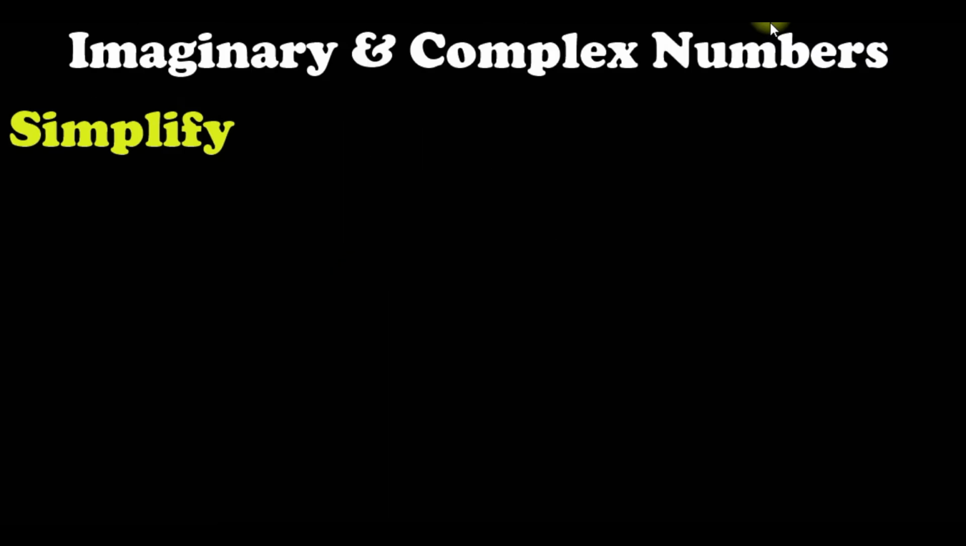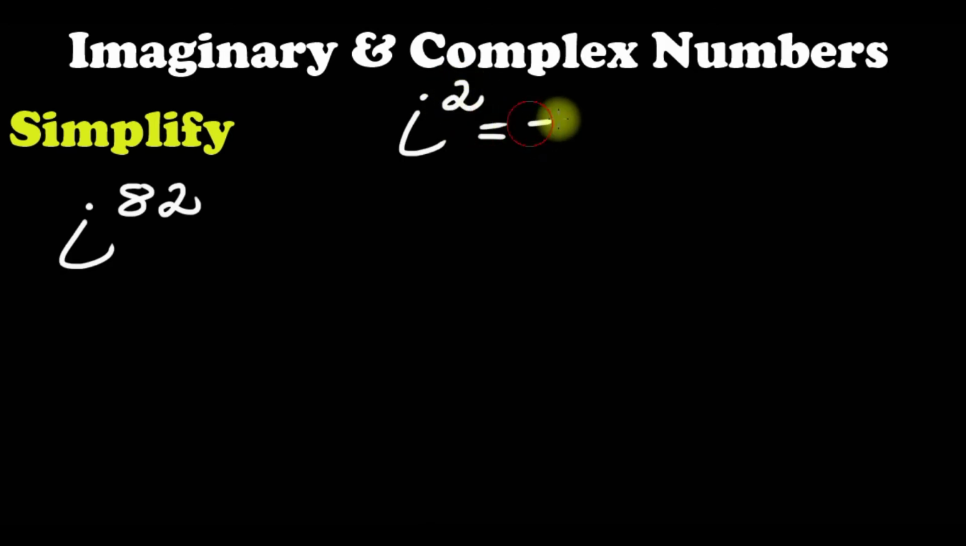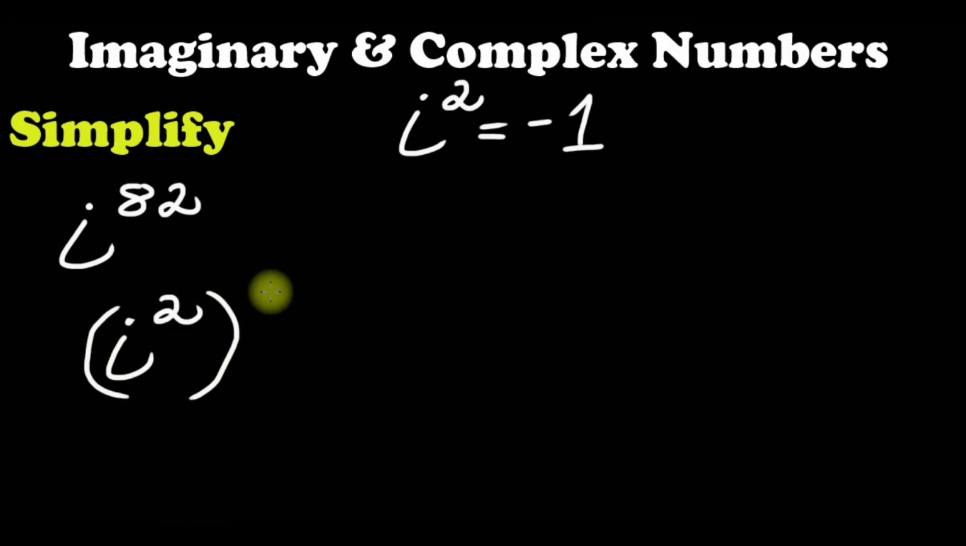All right, so let's take a look at another one. How about we simplify i to the 82? We're using i squared, and i squared is -1. We're going to use this information to simplify i to the 82. So 82 is an even number, therefore you do not have to break this up, because since we're using i squared, 2 can go into 82.